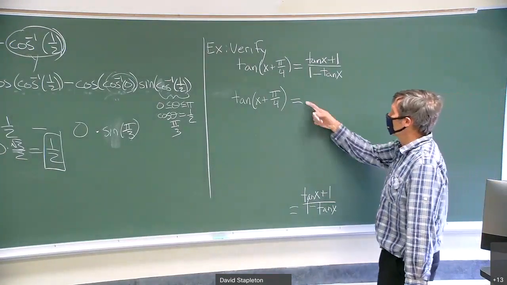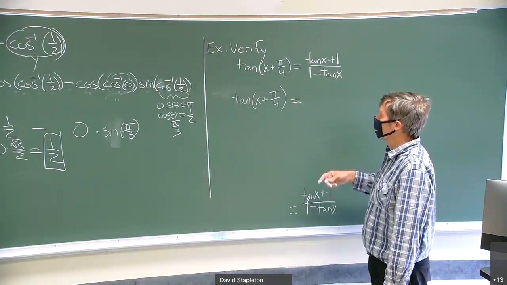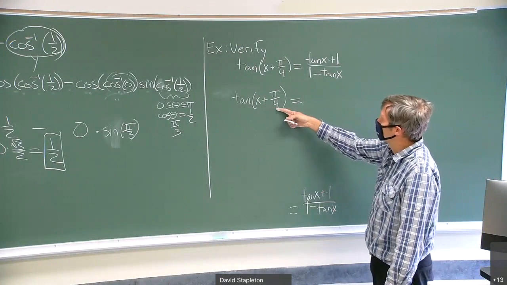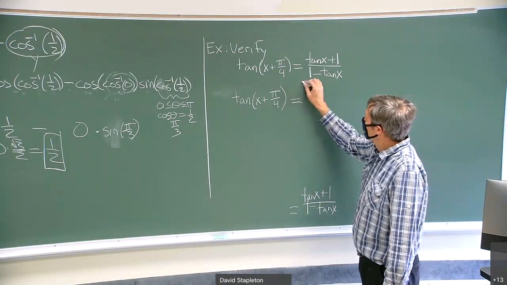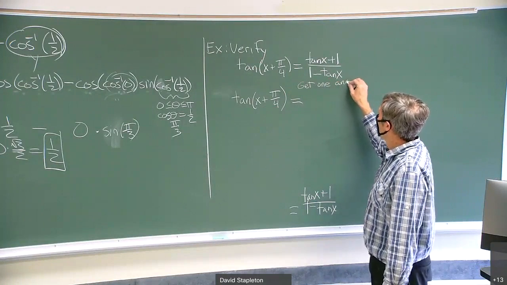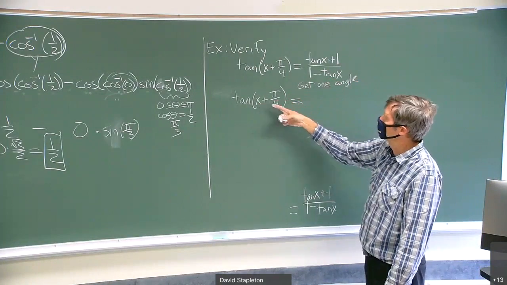And I'm trying to get here from here. So the first step, the first thing we said before we get going is get one angle. Well, look, there's two angles. There's tangent x and there's tangent x plus pi over 4. So we'll try getting one angle. That was the first strategy. How can we get one angle out of this? We use the sum of angles formula.